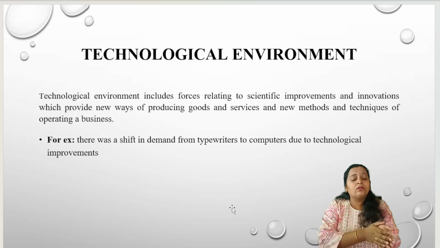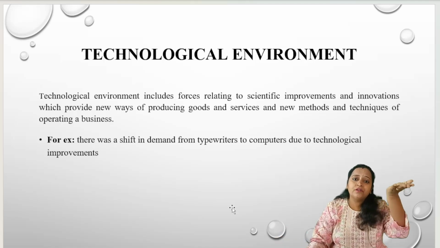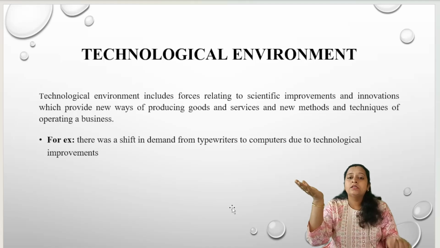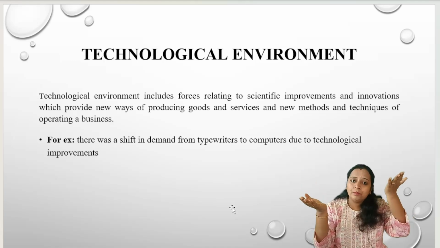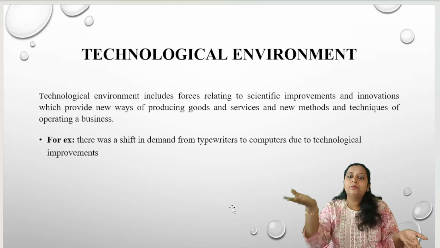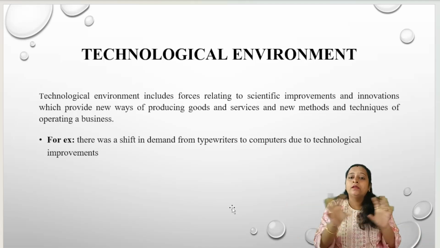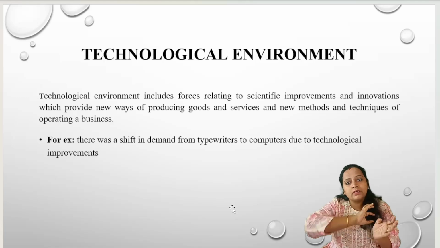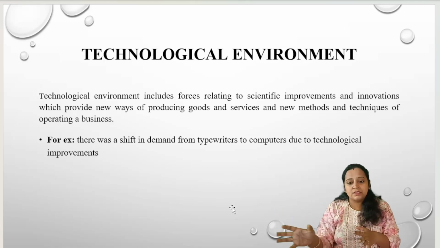So when the technology has been upgraded, the demand for the typewriter has decreased, but the demand for the computer has increased. So you can observe one thing, one business has got some losses and another business has got some profits over here. This is what we are telling. Even changes in your technology will also have a direct impact upon your business environment.